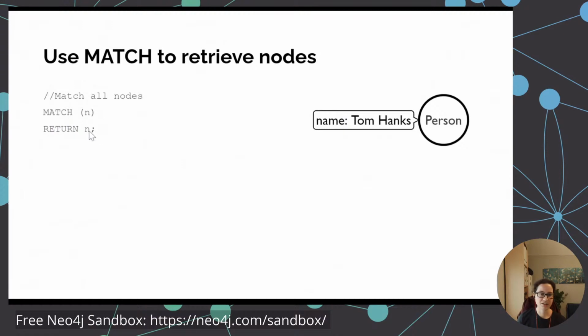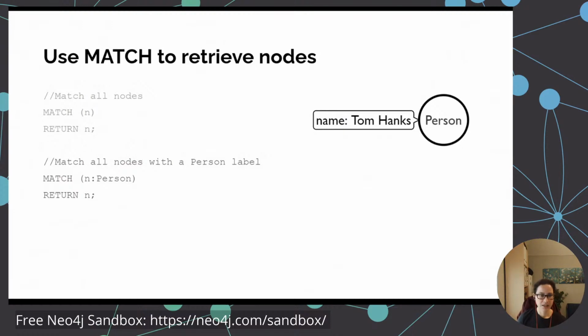So here we're returning our variable of n. And what this will do, it will match every single node we've got in the database and return n. But we might go, oh, hang on a minute. I don't want to return every single node in a database. What I want to do is I want to return every single person node in my database.